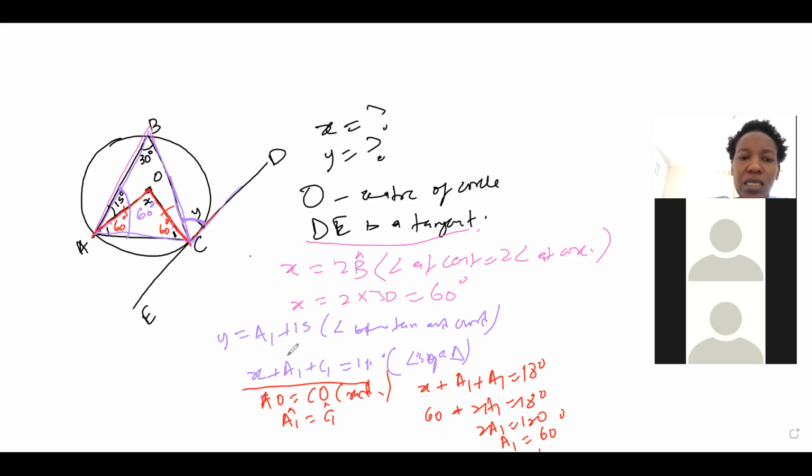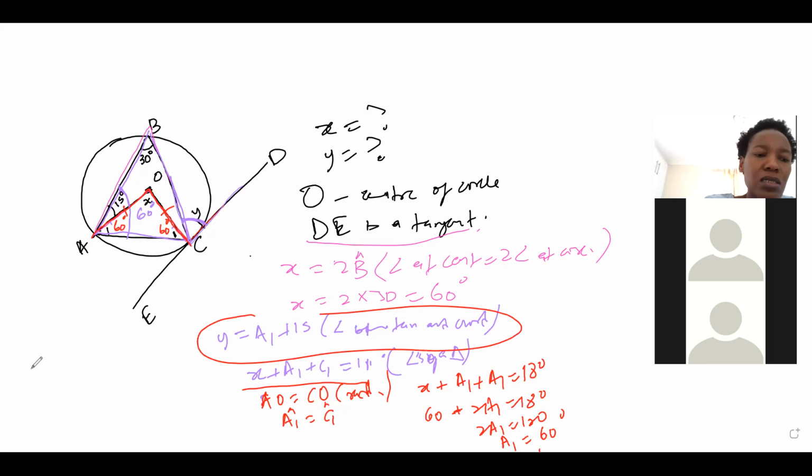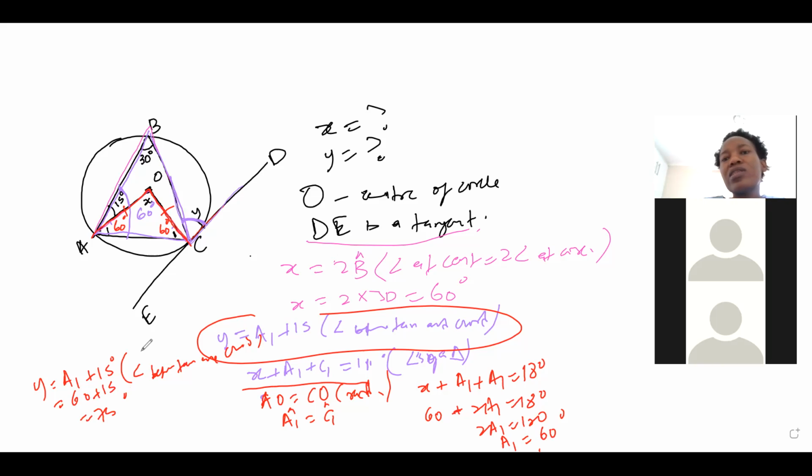We said Y is A1 plus 15, the angle between tangent and chord. We found A1 to be 60. Therefore, Y will be 75 degrees.